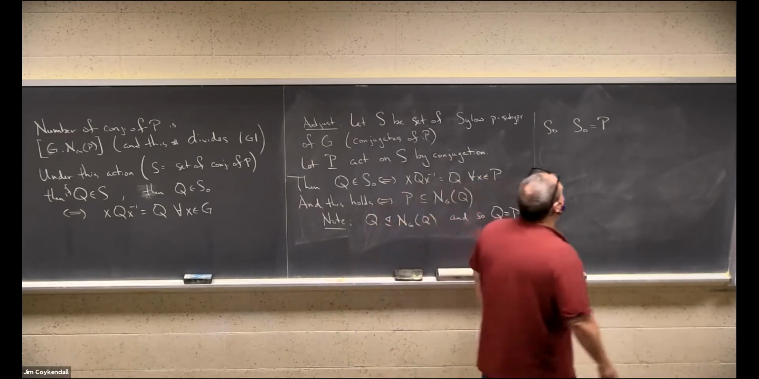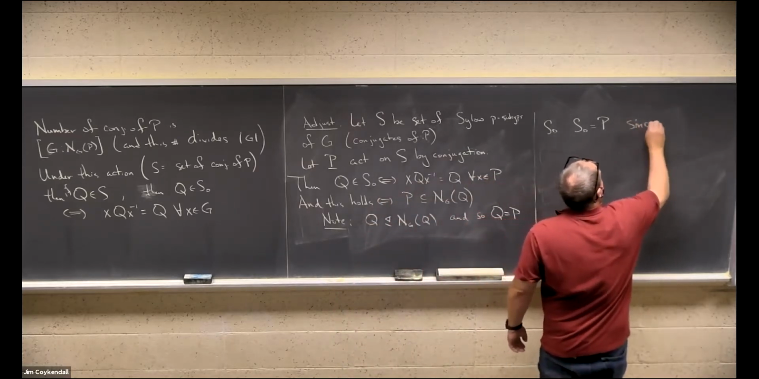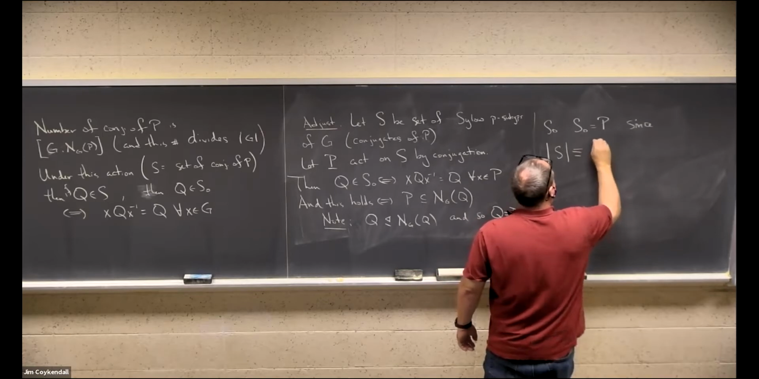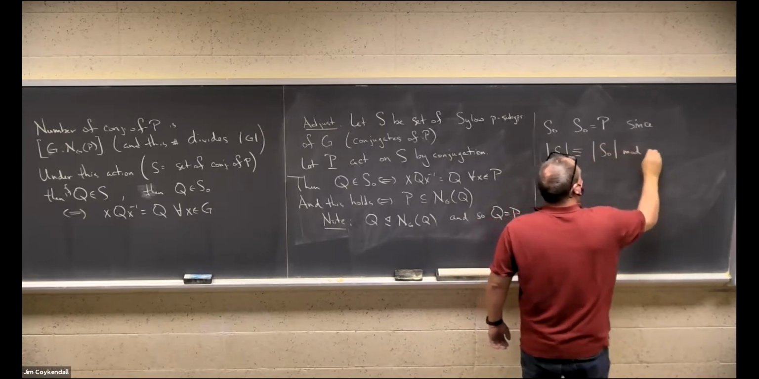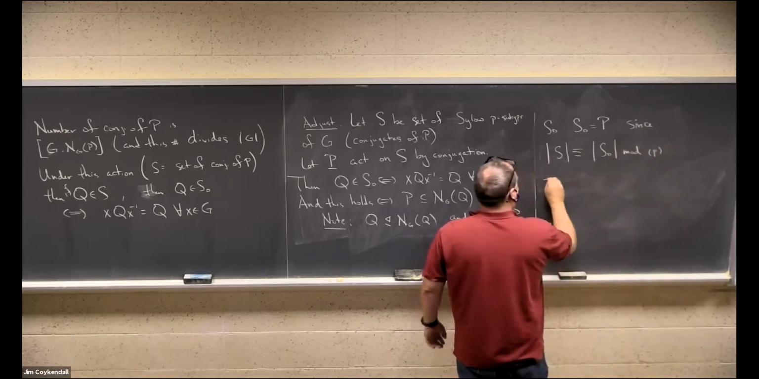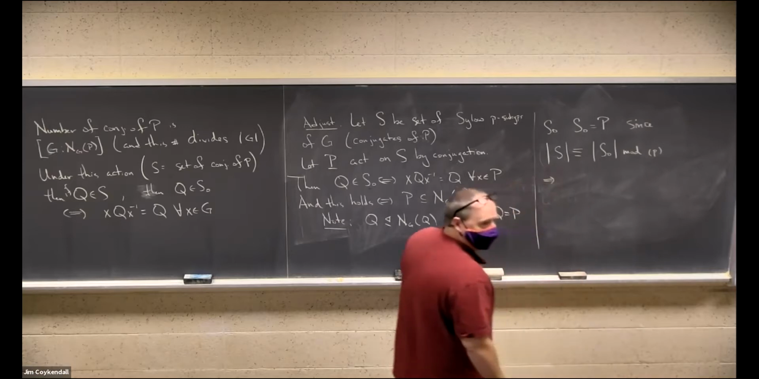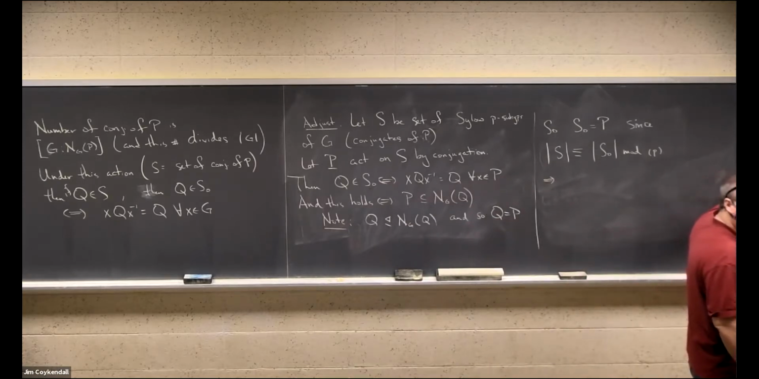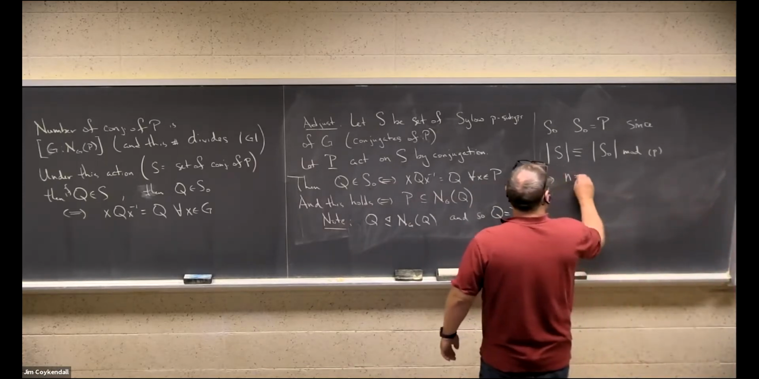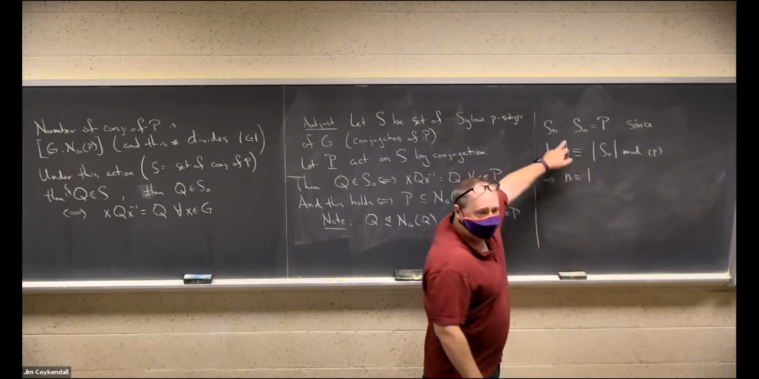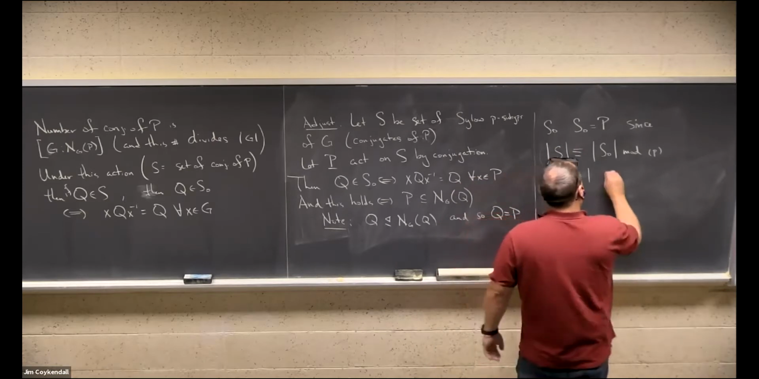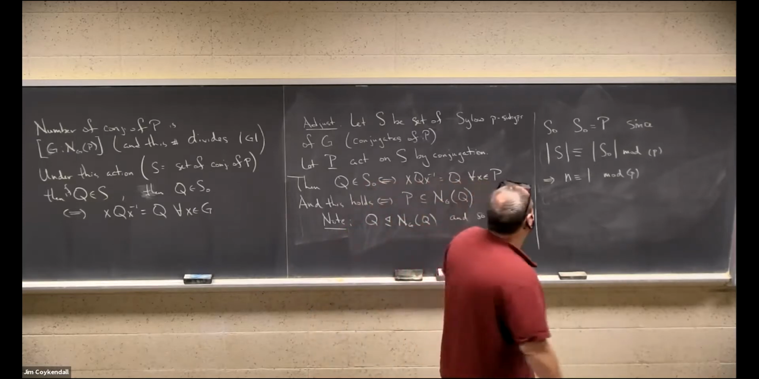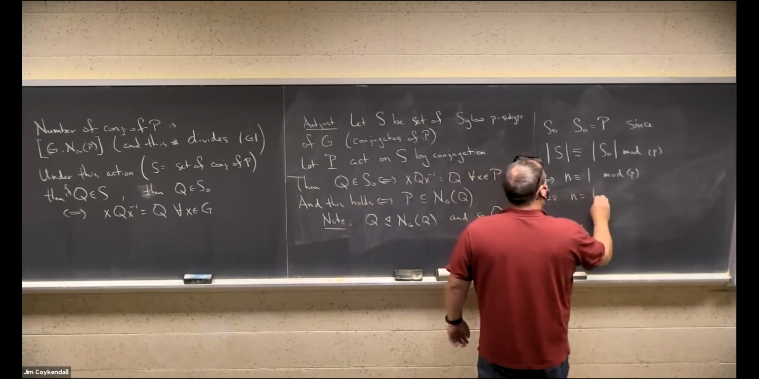And so, well, what is the cardinality of S? S is the number of Sylow P subgroups, n. And S naught we proved is just the one subgroup P. And there we go. So n is congruent to 1 mod p.